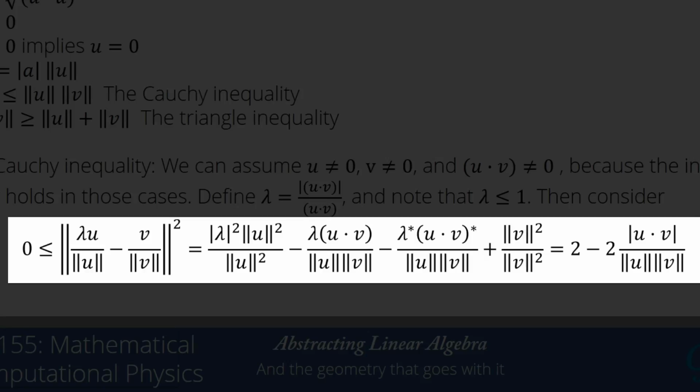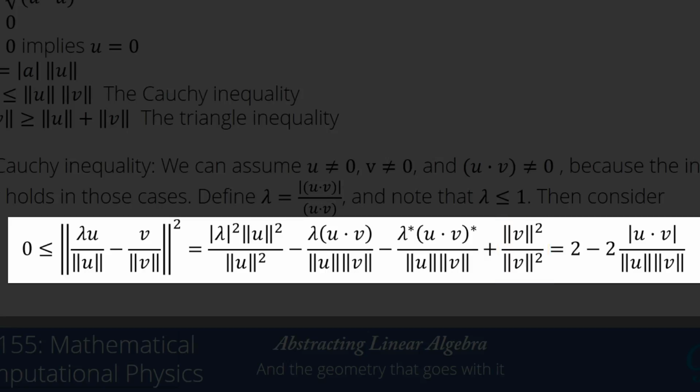Okay, so when I evaluate and expand that norm, I'm going to write it as lambda u over norm of u minus v over norm of v, the inner product or scalar product of that object with itself. And then I'll use the definition of the norm and these other properties, and I'll find that 0 is less than or equal to the modulus of lambda squared times the norm of u squared divided by the norm of u squared, minus lambda times the scalar product of u with v divided by the norm of u and the norm of v, minus lambda star times, it would be the scalar product of v dot u, but I'm going to write it as u dot v with a complex conjugate, and that's also divided by the norm of u and the norm of v. And then we're going to get plus the norm of v squared divided by the norm of v squared.